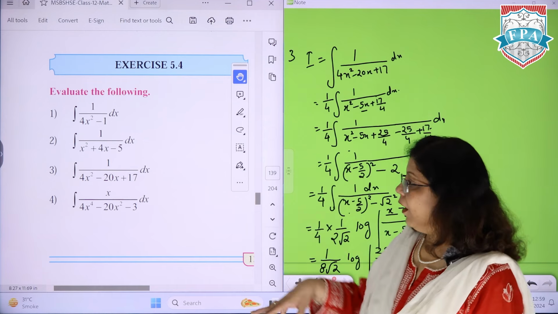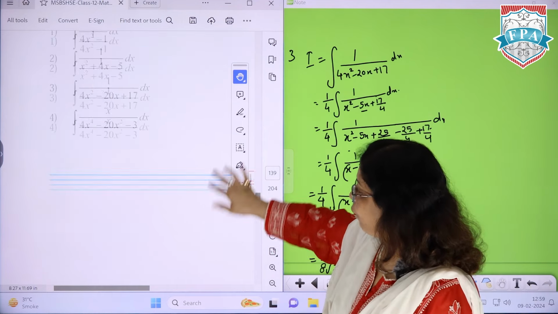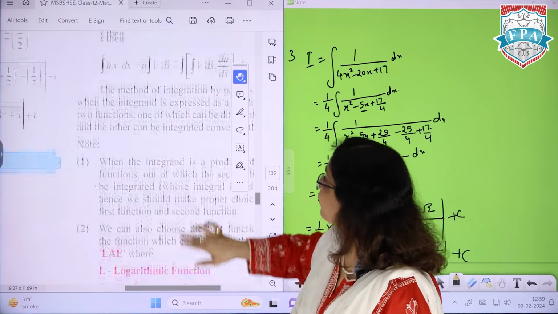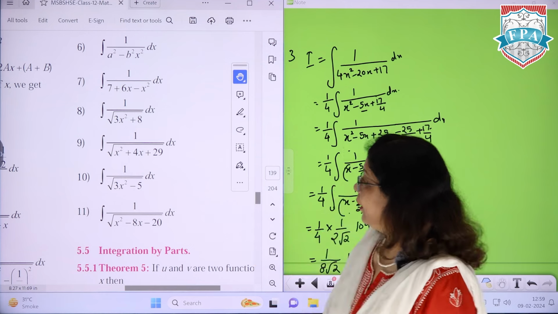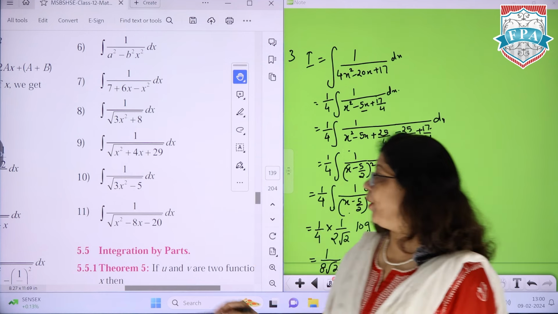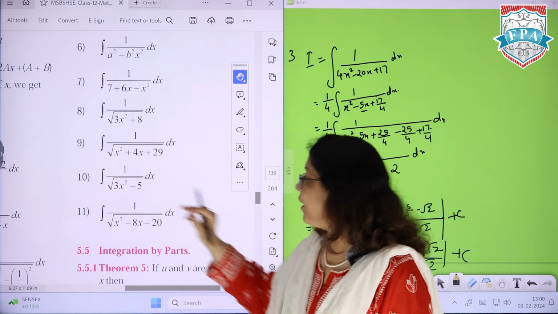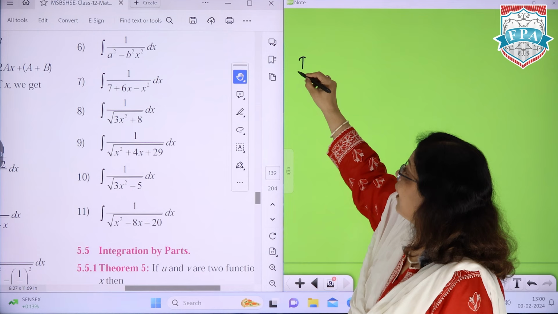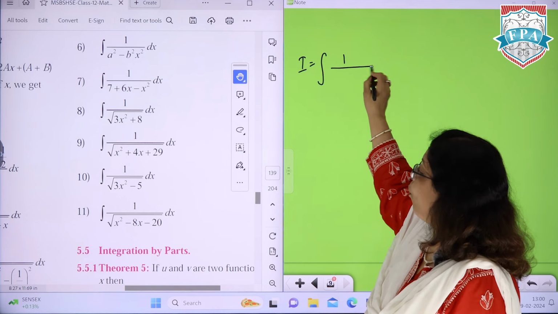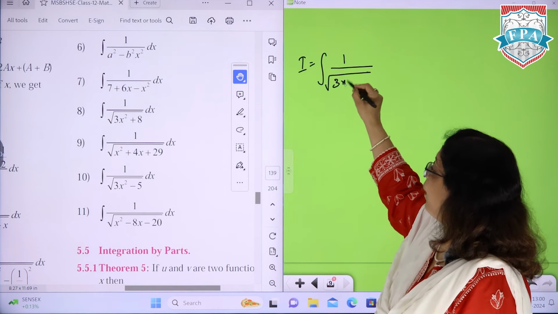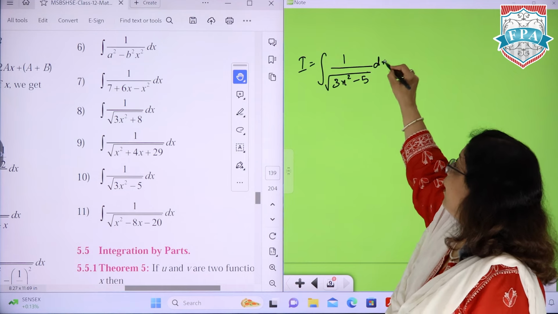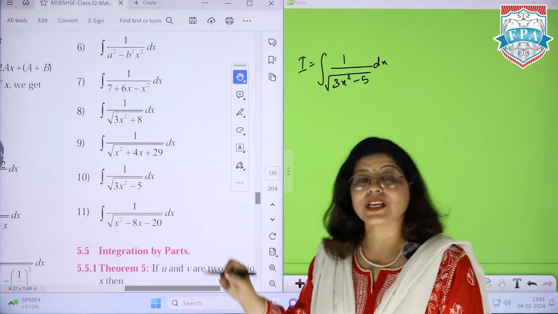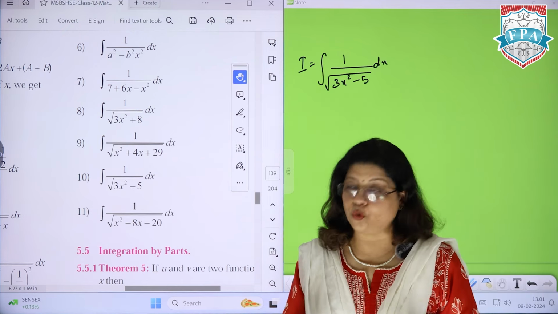Okay? Let's take one more question which is in the form of a square root, which is not exactly this one. Let's take a simple question over here, say 3x square minus 5. So the 10th question it is, I is equal to integral of 1 upon under root 3x square minus 5 dx. Now why did I choose this? Because when you take the square root of 3, a fixed answer does not come, you have to write in terms of root.